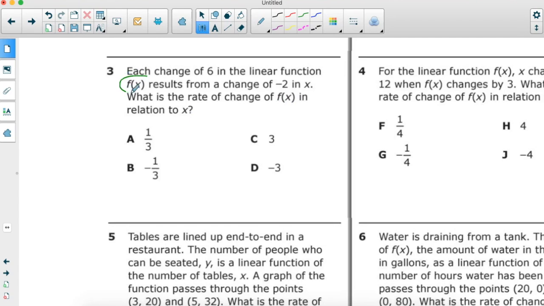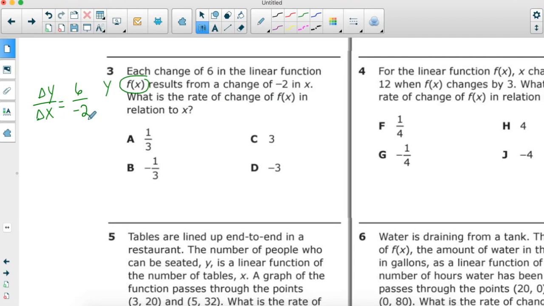Whenever you see f of x, this is also known as y. It's just a fancy way of saying y. And so they're saying that each change of 6 in y is a result from a change of negative 2 in x. So if it's the change in y over the change in x, well, they just told you that the change in y is the 6, so you have 6 over the change in x, which is negative 2.